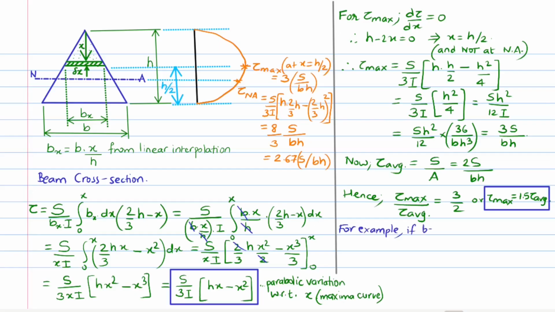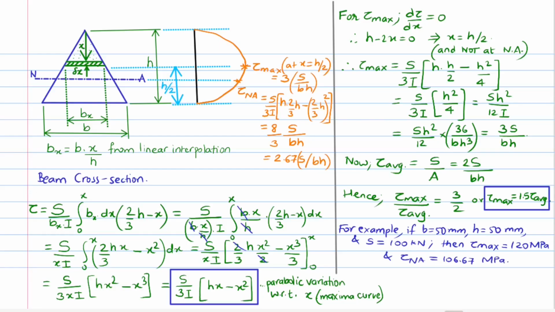For example, width b equal to 50 millimeters, depth h equal to 50 millimeters, and maximum shear force S equal to 100 kilonewtons. We hence get the maximum shear stress as 120 megapascals at half the depth and the shear stress at the neutral axis as 106.67 megapascals.